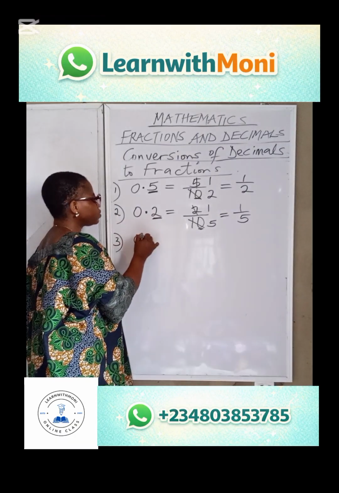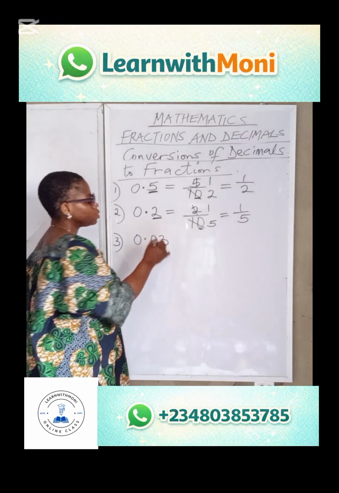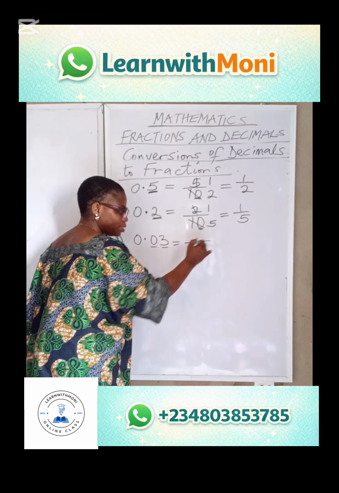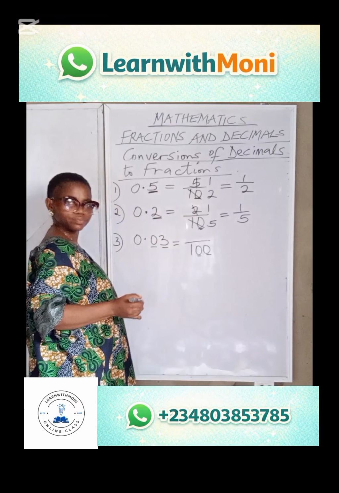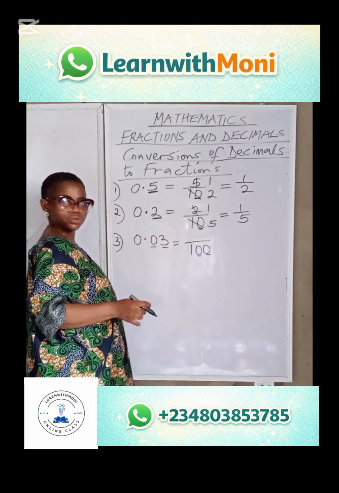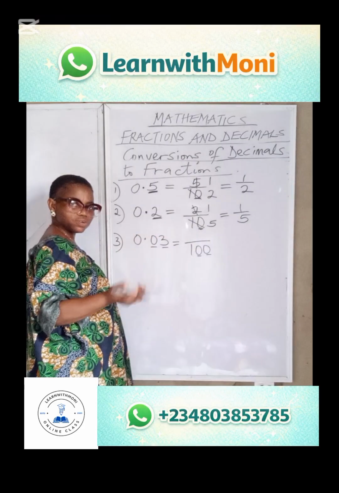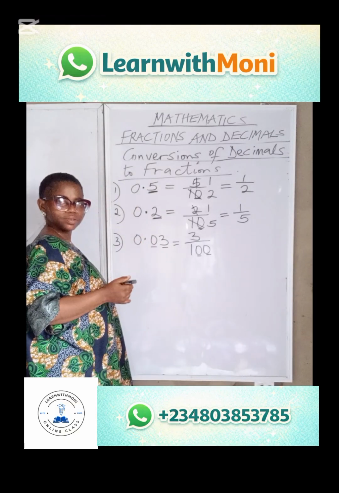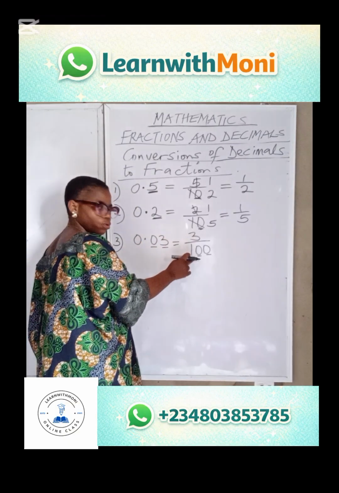What about if I have 0.03? 2 digits at the back of the decimal point means my denominator is going to have 2 zeros. 1, 2. So what is going to be my numerator? 003. 003 is just 3. So 0.03 is 3 over 100.